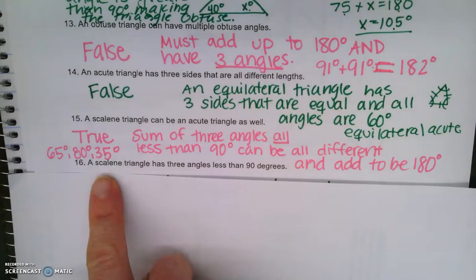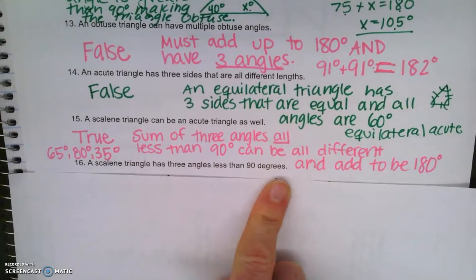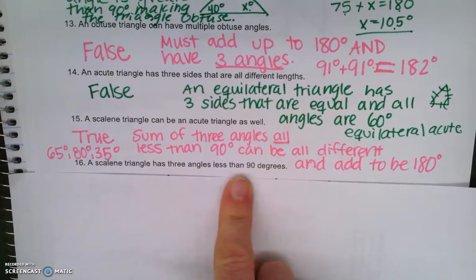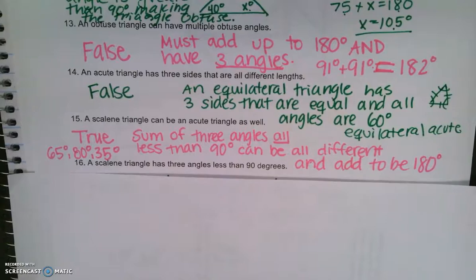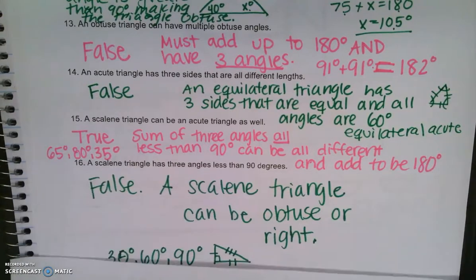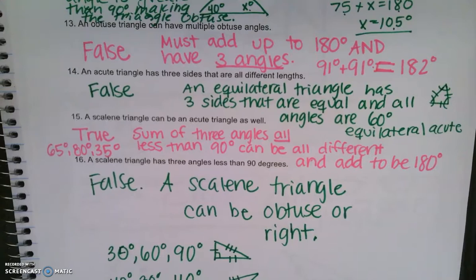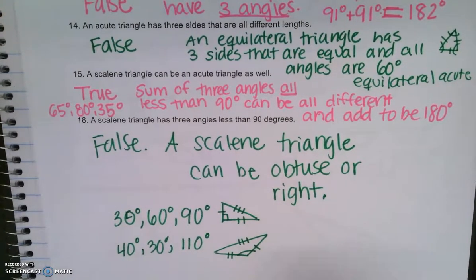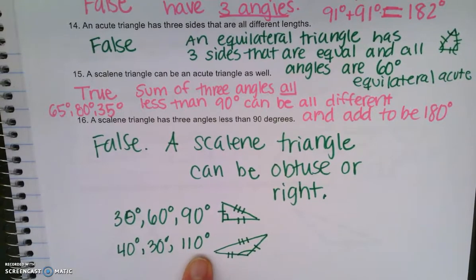16. A scalene triangle has three angles less than 90 degrees. That means, do all scalene triangles have all three angles less than 90 degrees? Are they all scalene acute? No, you can have a scalene obtuse triangle, or you can have a scalene right triangle. So 30, 60, 90 triangles would be a scalene right triangle, and a 40, 30, 110 triangle would be a scalene obtuse triangle. Excellent job.